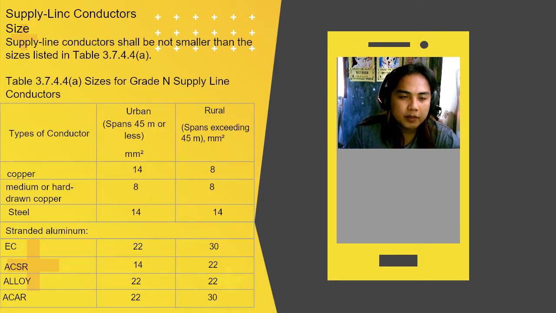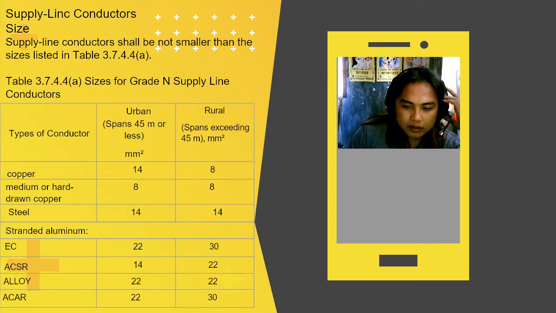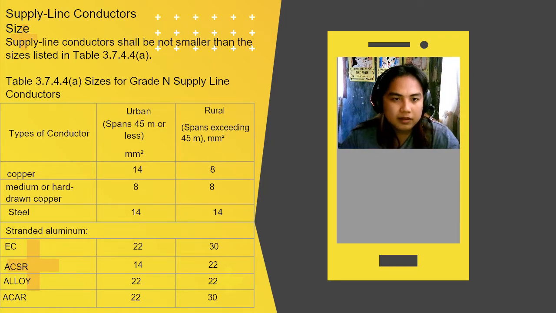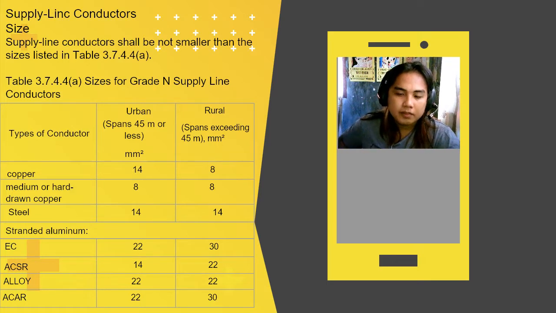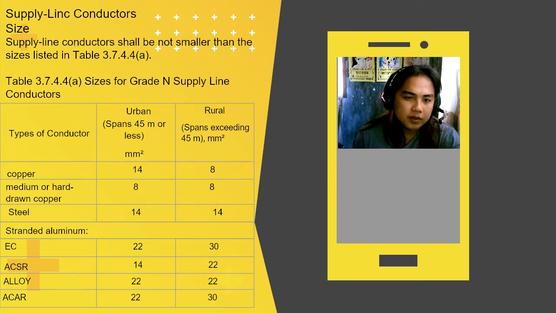Okay, for the supply line conductors, we have the sizes. Supply line conductors shall be not smaller than the sizes listed in this table: sizes for grade N supply line conductors. This is the type of conductors: we have copper, medium or hard drawn copper, steel, EC, ACSR, alloy, and ACAR.